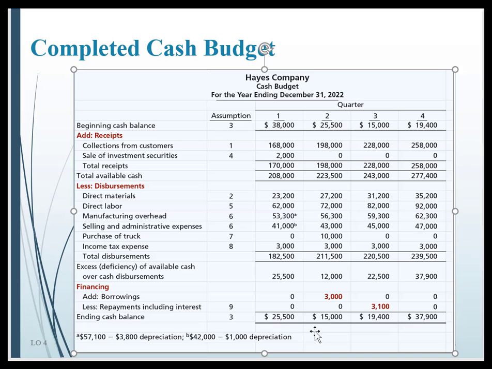So again, it looks a little complicated, I guess, but if you think each one of these line items has a rule, right? You follow that rule, you put the calculations out here, and then we end up with the ending cash balance at the end of the period.